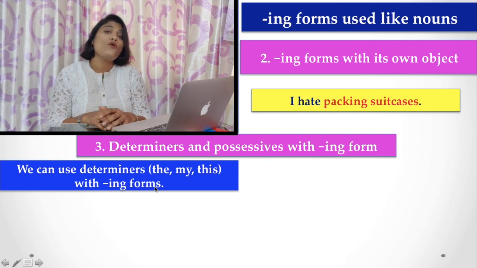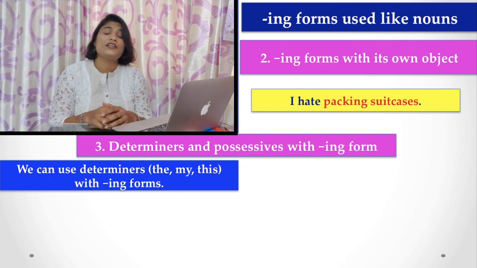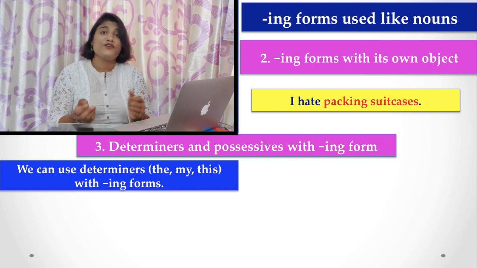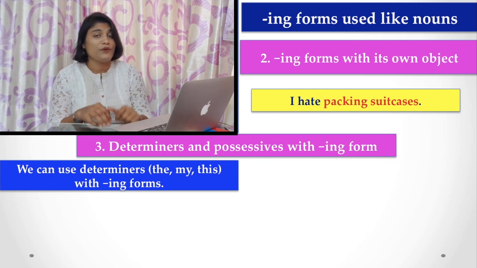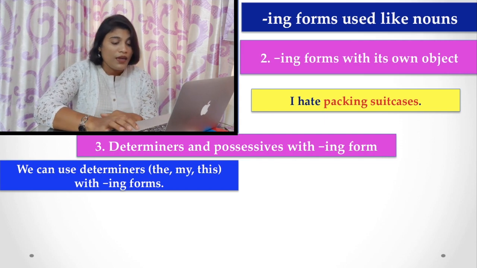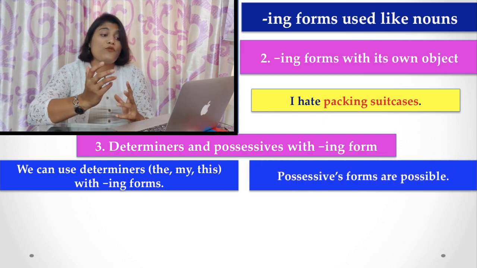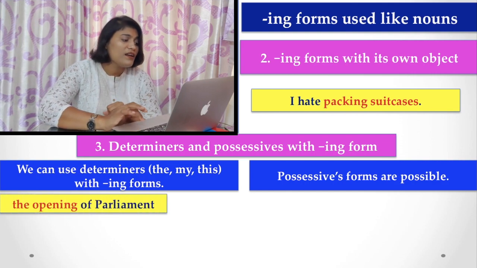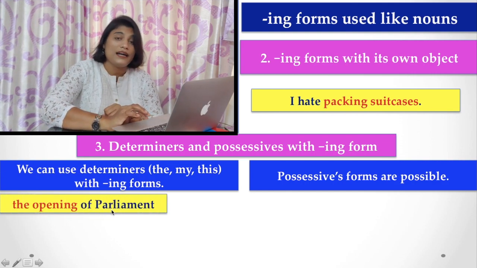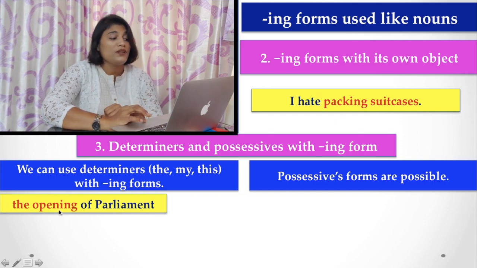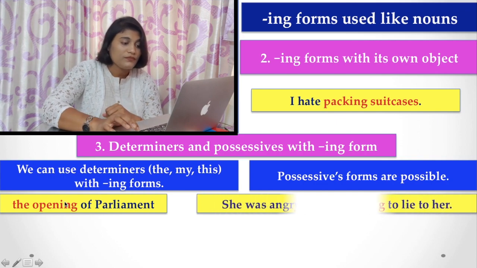Those who don't know anything about determiners or wish to know about determiners, please do watch my video about English determiners. I will provide the link in the description box below. Here, possessive forms are also possible. For example, the opening of parliament: here the is a determiner and opening is a gerund.